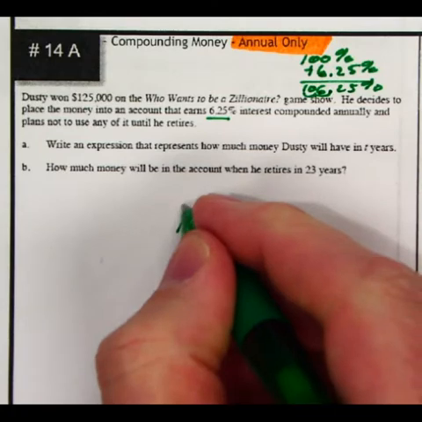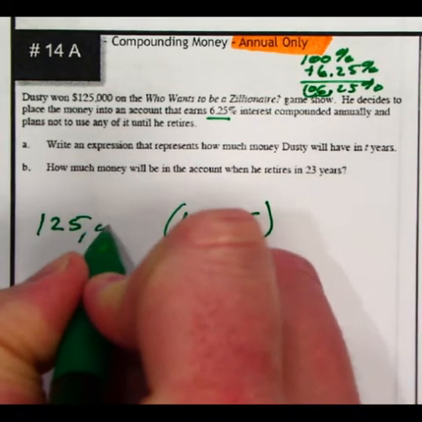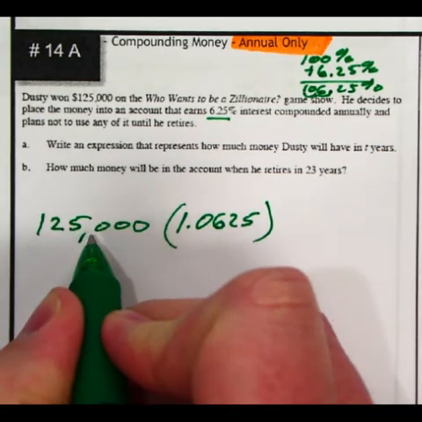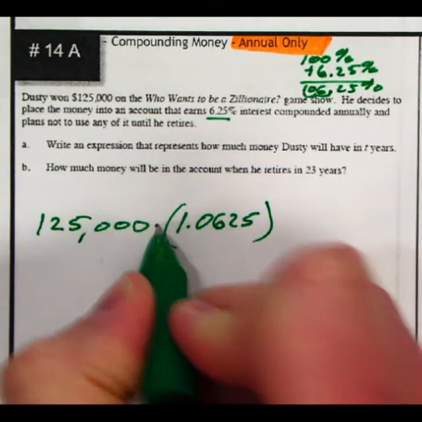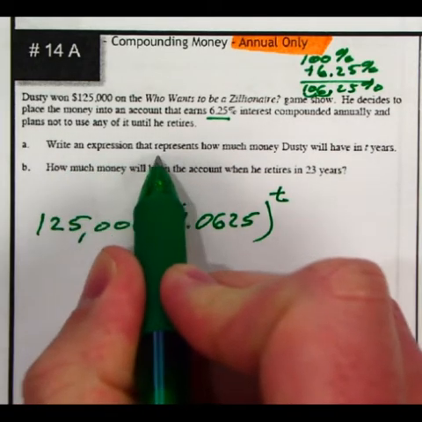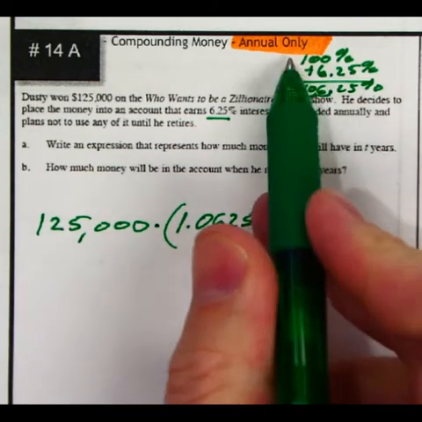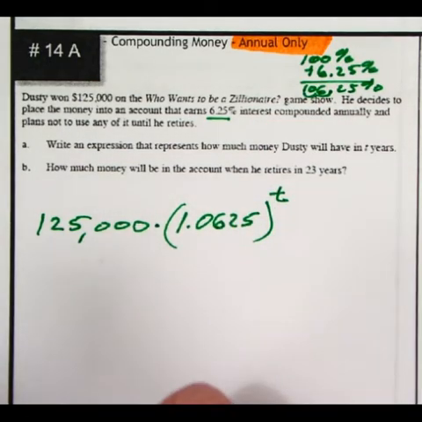Now, in this case, Dusty won $125,000, so we put $125,000 on the front. That's your initial value of what it starts at, multiplied by this, and then to the t power, because it says write an expression that represents how much money Dusty would have in t years. And then because it's annual, you have t power, and that's all you need to do.